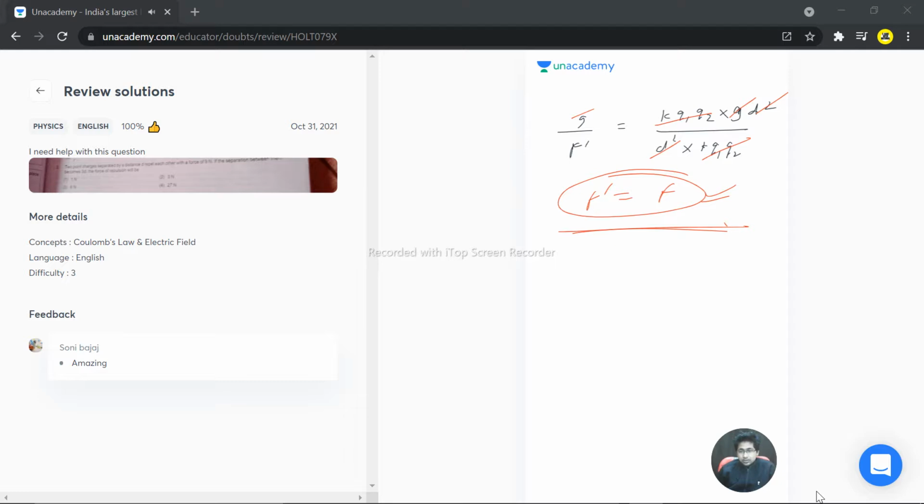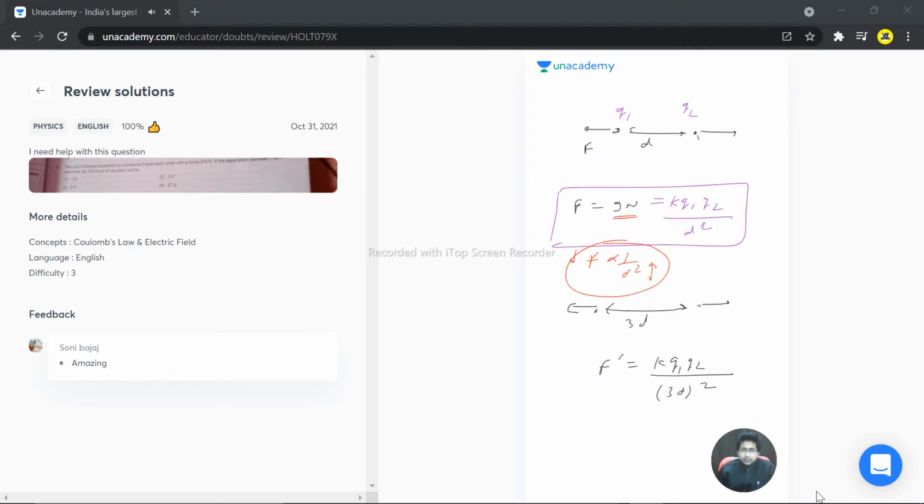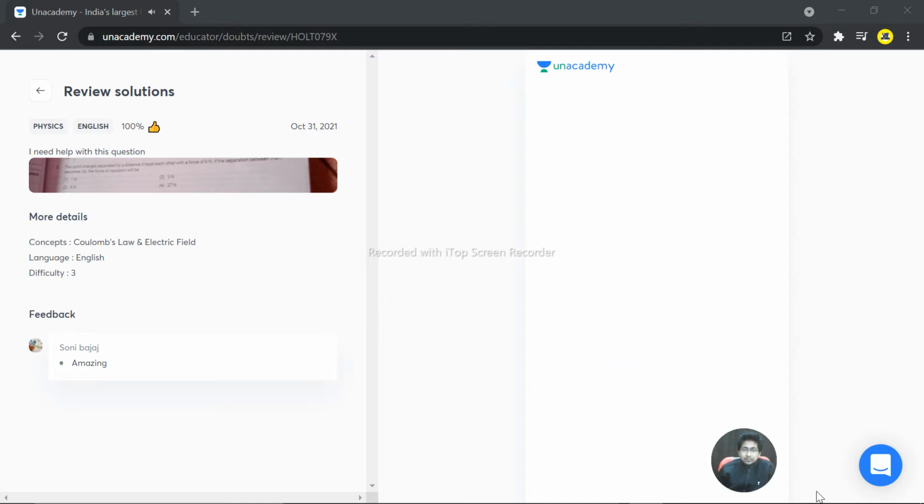Okay, so this will be solved by this approach. If we can say f is inversely proportional to d square, if d is increased by 3 times, then force should be decreased by 9 times. Correct? If I have increased separation from d to 3d, force will be decreased from f to f dash. f dash will be f by 9. f is 9, so 9 by 9, that is 1 Newton. So the correct answer will be option number 1.